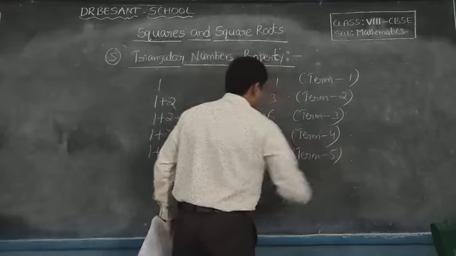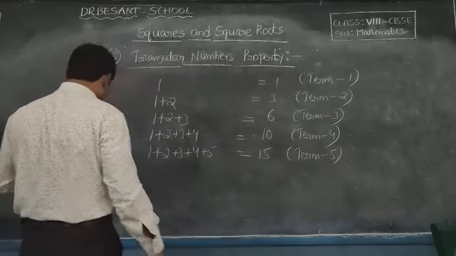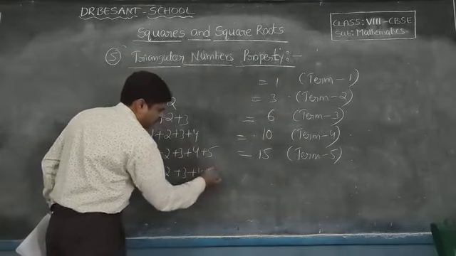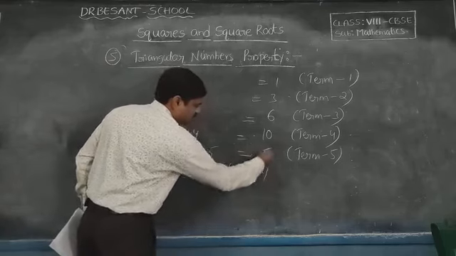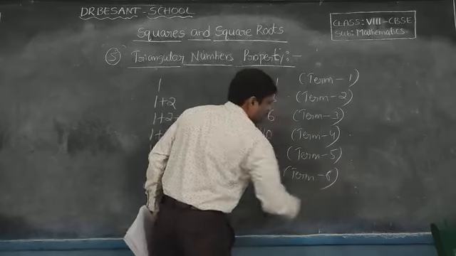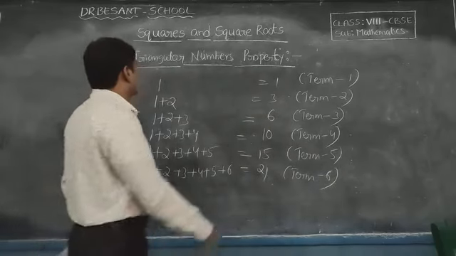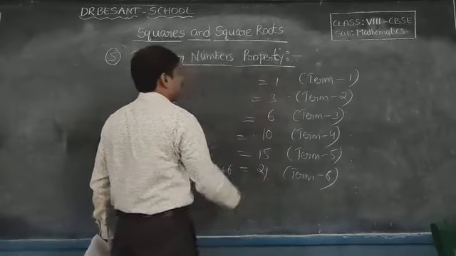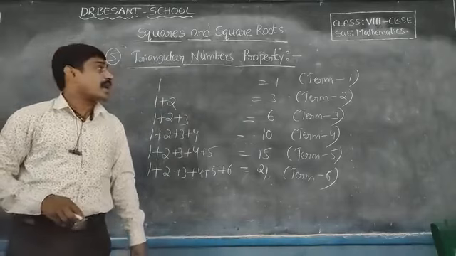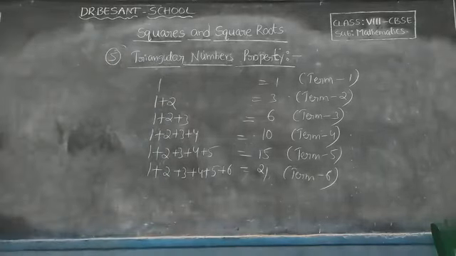Term 5. Okay. Next, 1 plus 2 plus 3 plus 4 plus 5 plus 6, that is equal to 15 plus 6, 21. So term 6. So these numbers are called triangular numbers: 1, 3, 6, 10, 15, 21 and so on.